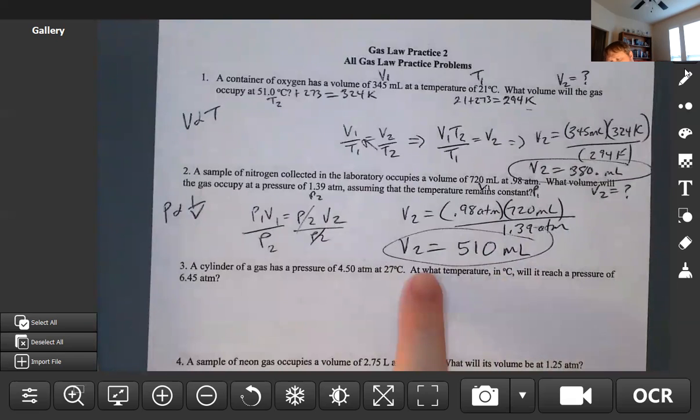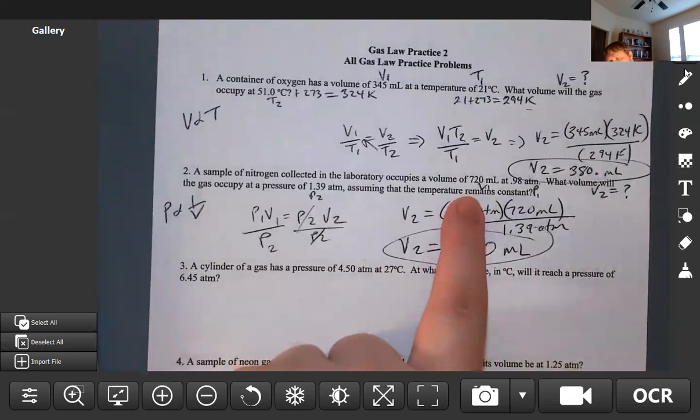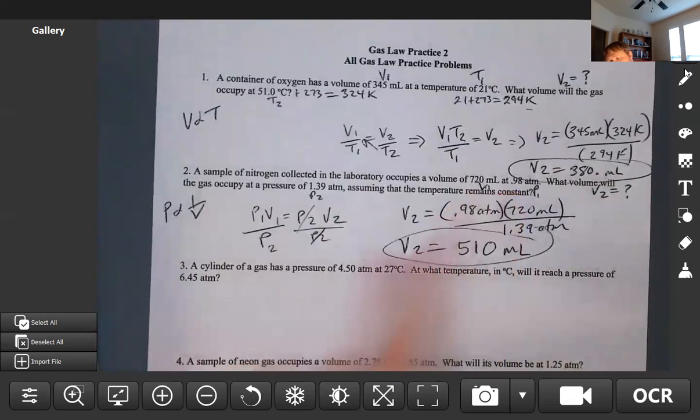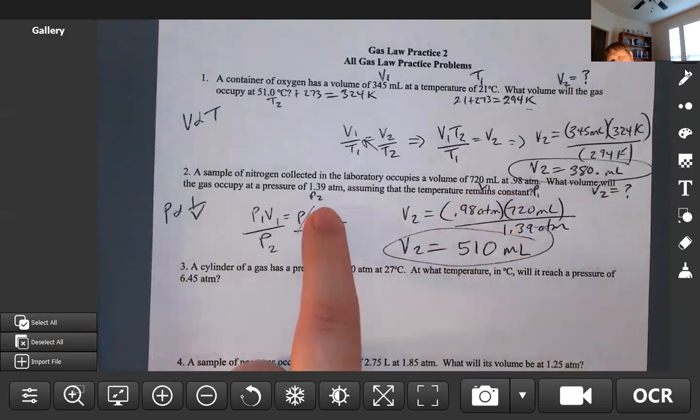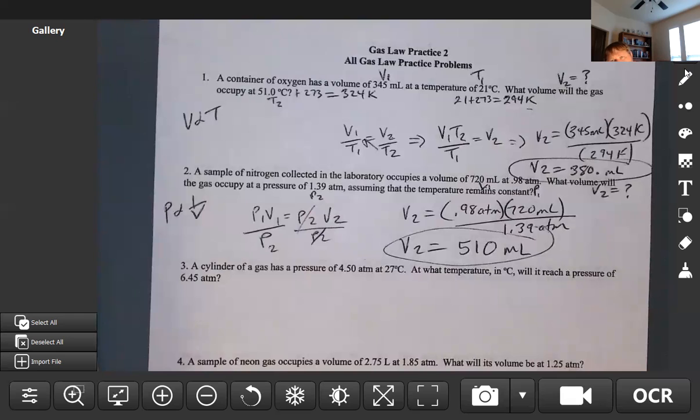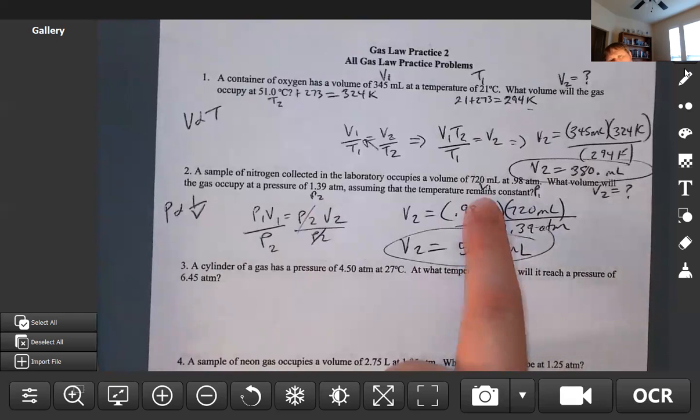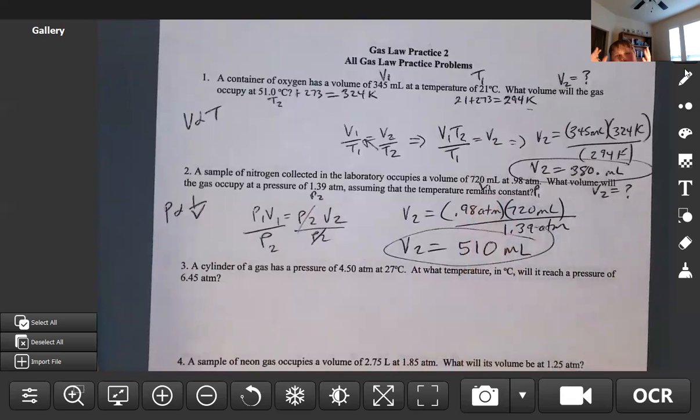And just see if it makes sense. The pressure is going up. Okay, so we're squeezing it. When you squeeze something, does the volume go down or up? Common sense should tell you it goes down. You squeeze something, it gets smaller. And that's what we're seeing. That's inverse proportional. Pressure up, volume down.